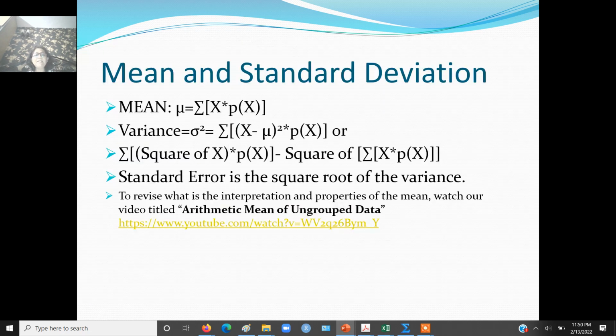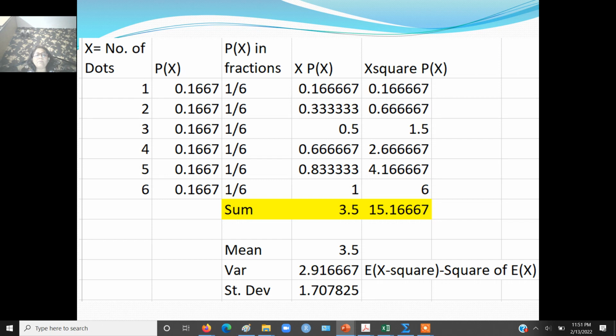In short, mean is the balance point of a random variable. For example, if I calculate the mean of a particular distribution, let's say this is the distribution, and for the time being let's forget how it is calculated and just interpret it. If the mean is 3.5, that means I am expecting that the random variable for which this distribution is made, in the long run is going to balance at, or take the value, 3.5.